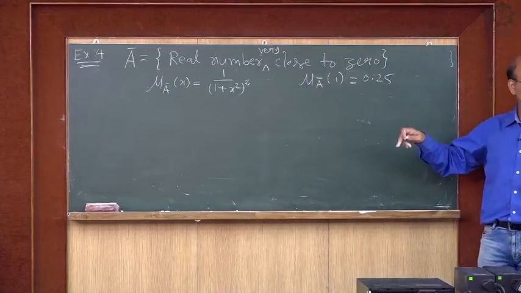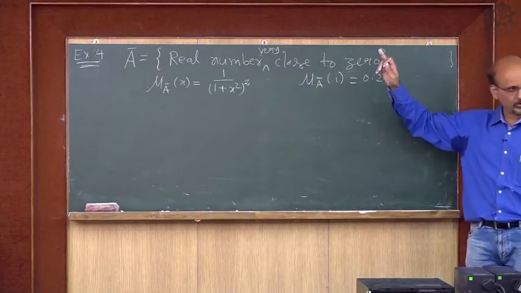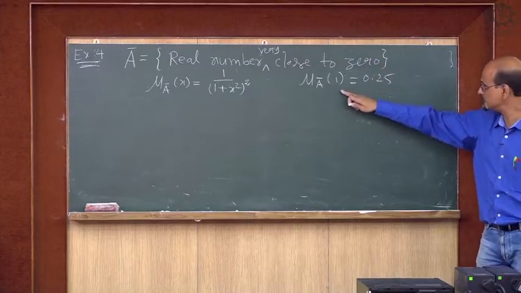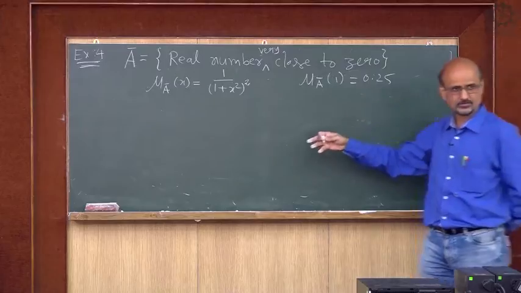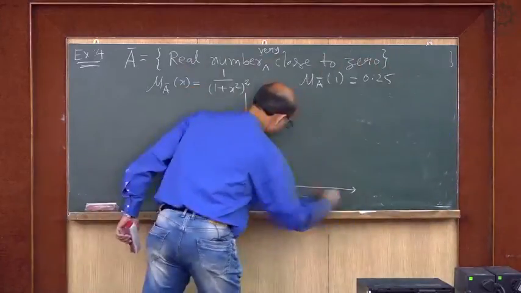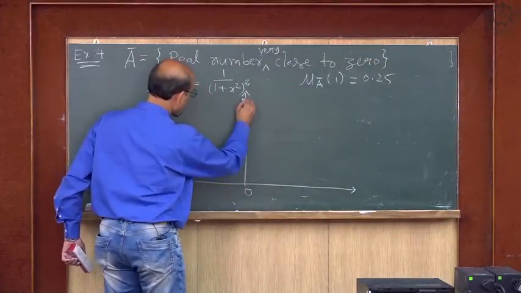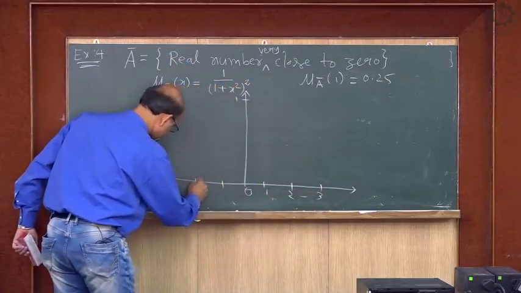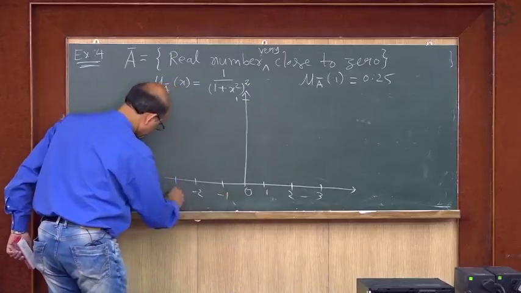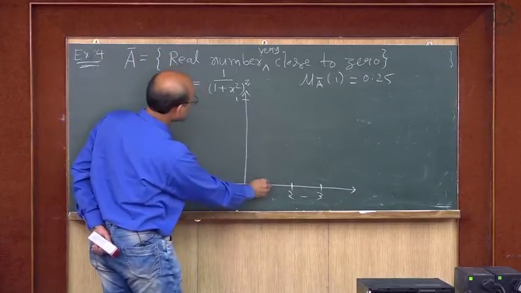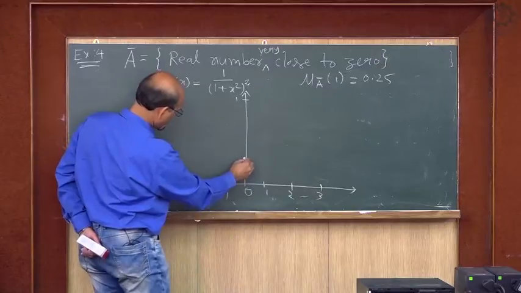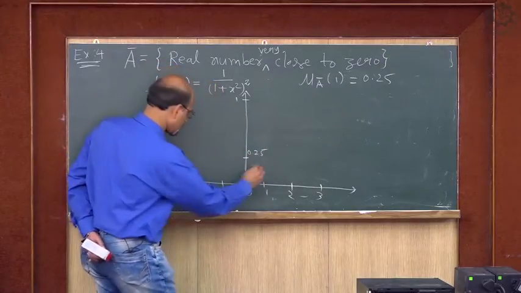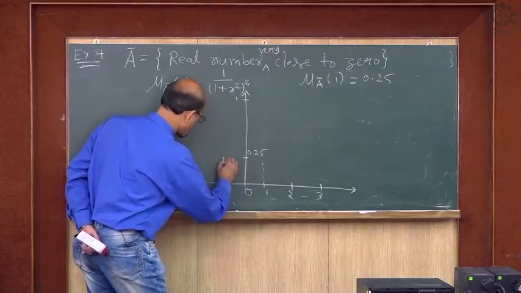Earlier it was close to 0. We had mu a bar 1 as 0.5, if you remember. Now it becomes mu a bar 1 as 0.25. Let us draw this. So, it is 0 to 1, 1, 2, 3, minus 1, minus 2, minus 3. Now at 1 it is 0.25. So, 0.25 may be here. So, at 1 it is 0.25.